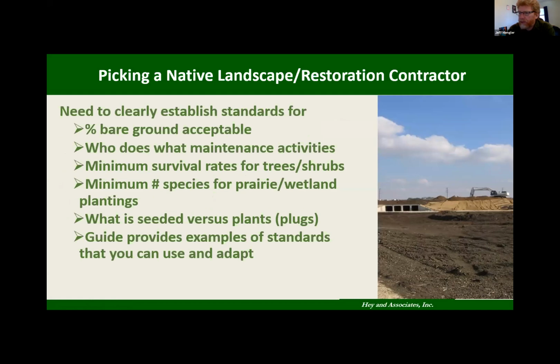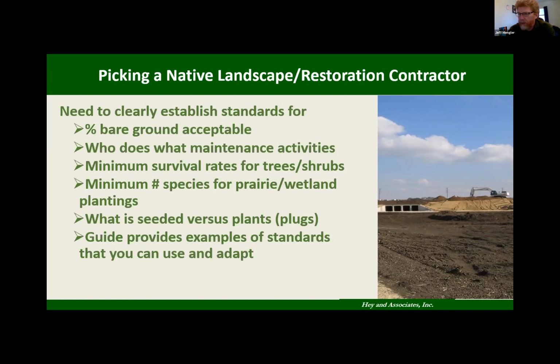So make sure that you clearly establish ahead of time what percent bare ground is acceptable after 1 year, after 3 years, after 5 years. Who's doing the maintenance activities? Is there a survival rate expected for trees and shrubs? Do you need 90% of what they put in to be alive at the end of 1 year? Do you need 100%? Are they responsible for replacing it? What's the minimum number of species you want in a prairie or a wetland planting? What areas are seeded versus plugged?